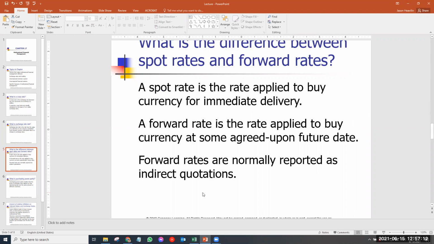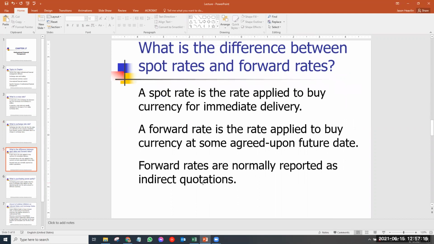Here we are going to talk about some vocabulary: spot rates and forward rates, similar to futures contracts and forward contracts. Spot rate is like right now, the market number, whatever is currently happening, and then forward rates will be something in the future that you can use to write contracts, hedge, et cetera.